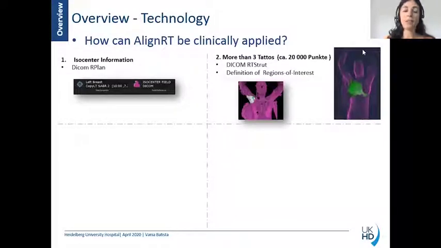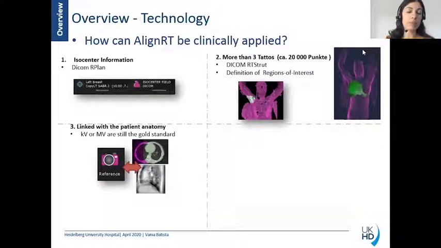Then, instead of 3 points, you can set up the patients using 20,000 points. That means that you have a lot of information compared with the old positioning method. Because you have a lot of information, you can define regions of interest, ROIs, and these ROIs are the ones that are used to set up and to confirm the position of the patient.